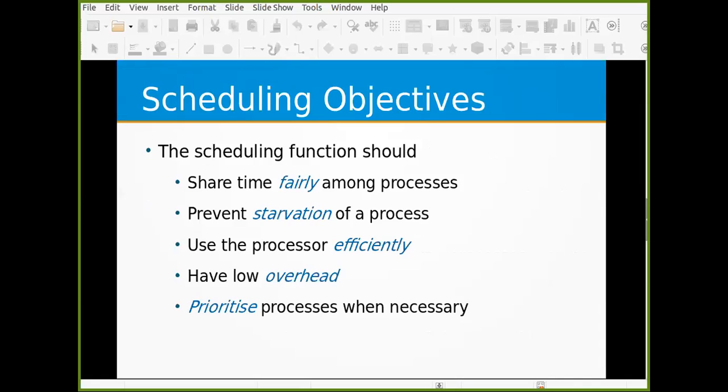Now the scheduling objectives, again we will go into a little more detail. The scheduling function should share time fairly among processes. That is required. Whatever time is there, it should be shared fairly among processes. It should prevent starvation of a process. Now, what is starvation? What is the general meaning of starvation?